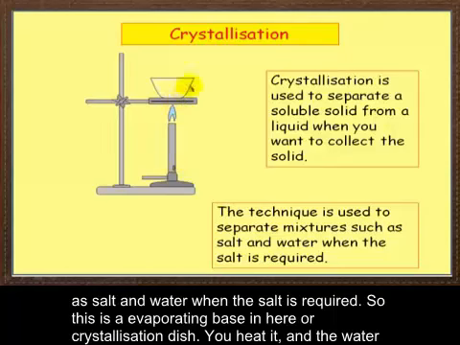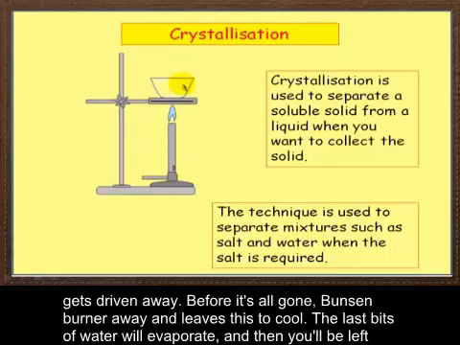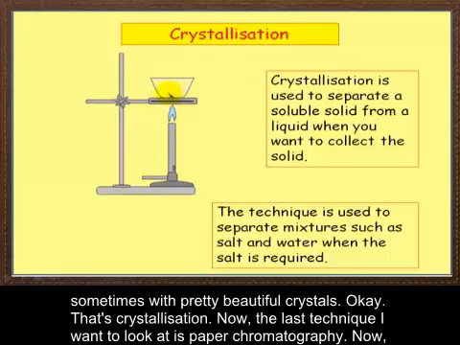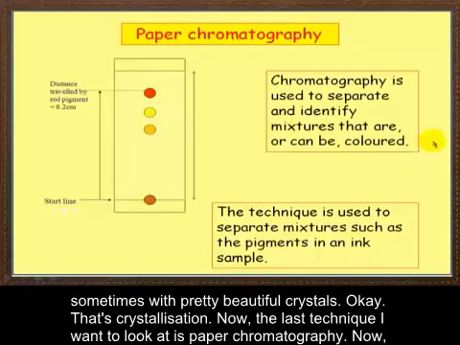Okay, so this is an evaporating basin here, or crystallization dish. You'd heat it, the water gets driven away. Before it's all gone, you take the Bunsen burner away and leave this to cool. The last bits of water will evaporate, and in there you'll be left with sometimes some very pretty, beautiful crystals. Okay, that's crystallization. Now the last technique we'll look at is paper chromatography.